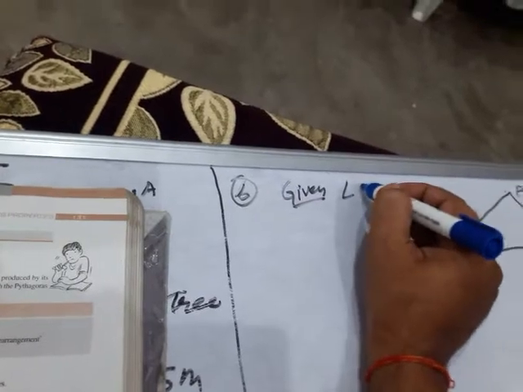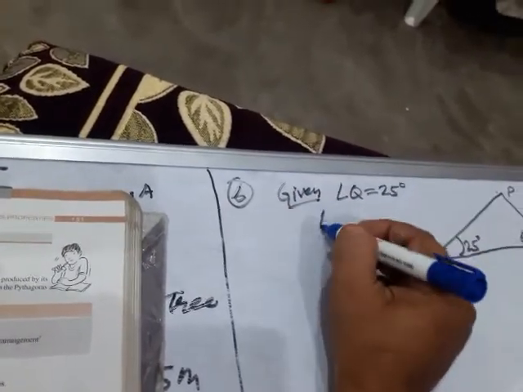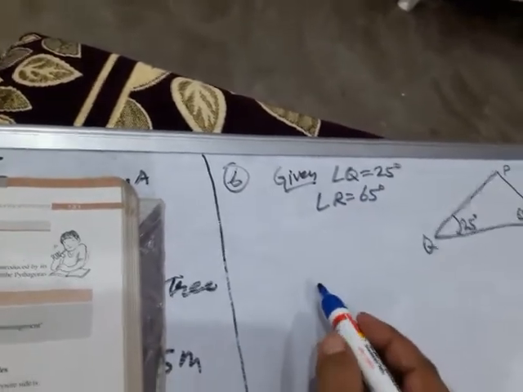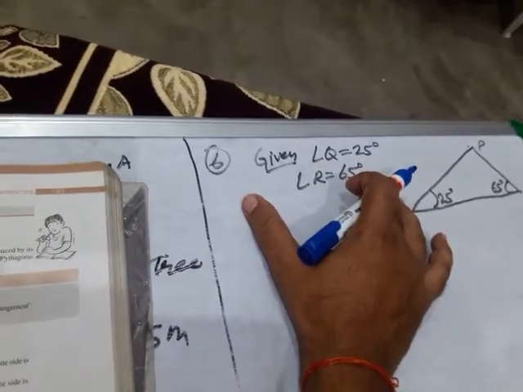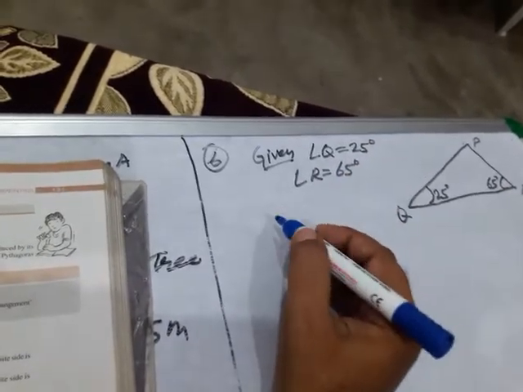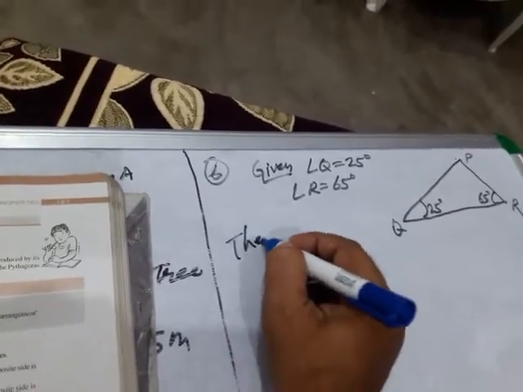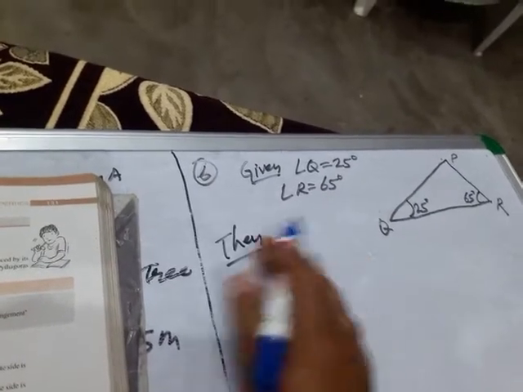Angle Q equal to 25 degrees, angle R equal to 65 degrees. Clear? This is given. Now children, what will you find out?